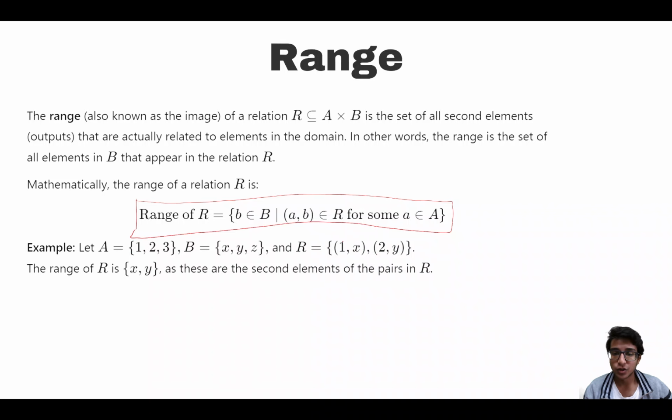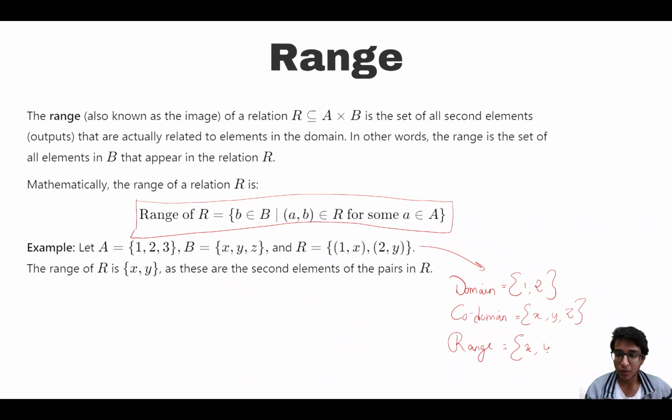So here you can see A is 1, 2, 3, B is x, y, z, R is (1, x), (2, y). So here, if you look at this relation only, my domain is basically 1 and 2. My codomain is going to be my complete set B, so it is going to be x, y, z, and my range would become all those values that have been mapped. X and y have been mapped, so it becomes x and y. So keep these things in mind about domain, codomain, and range, and do not confuse yourself among all these 3 points.